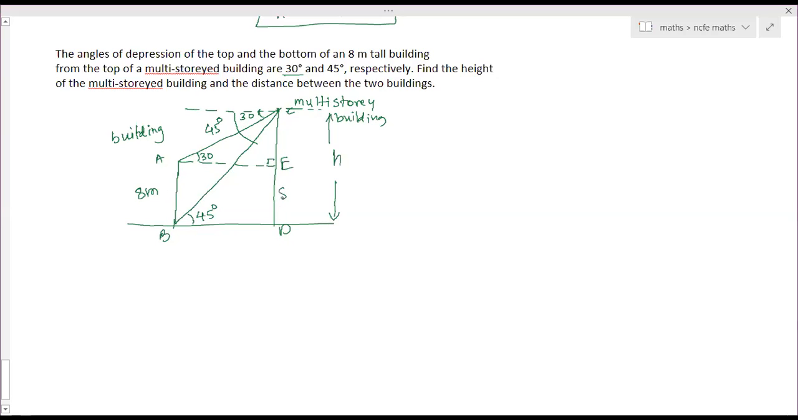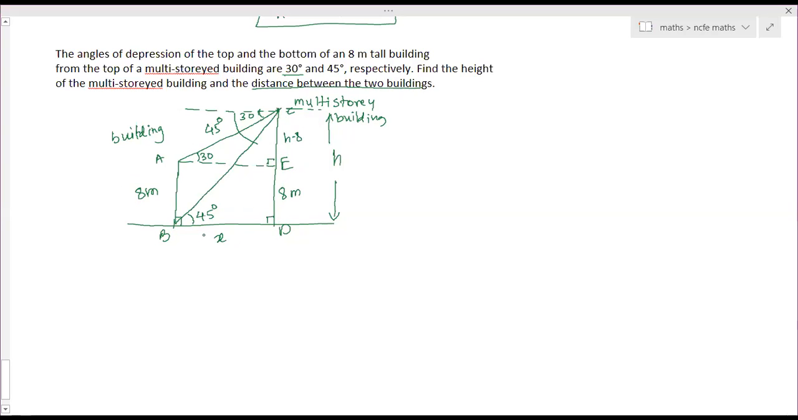Then DE is also 8 meters because opposite sides of a parallel figure are equal. This is a rectangle. All angles are 90 degrees, and opposite sides are equal. This is 8. Full height will be h meters. So what is the CE distance? H minus 8 meters. We have to use the two triangles to find the distance. This distance BD we can consider as x. The distance between those two buildings is x meters.